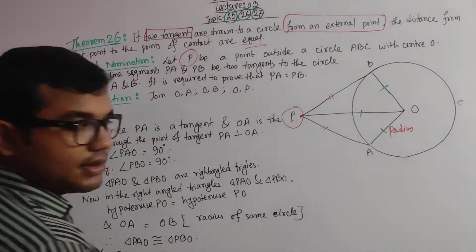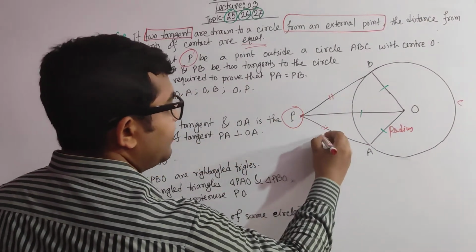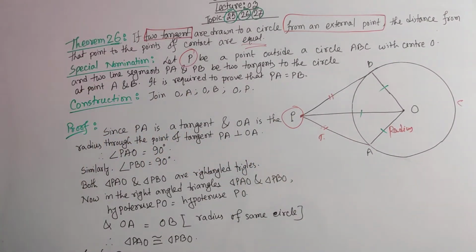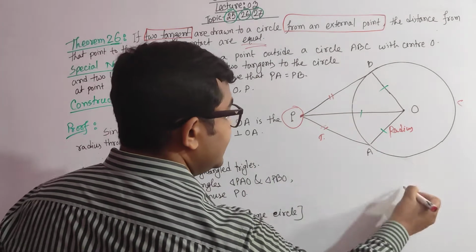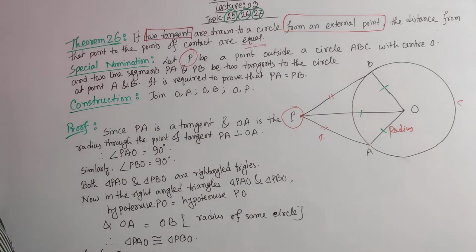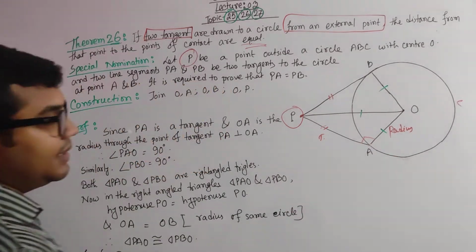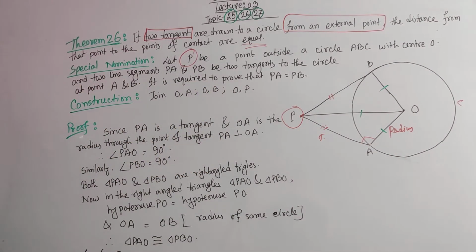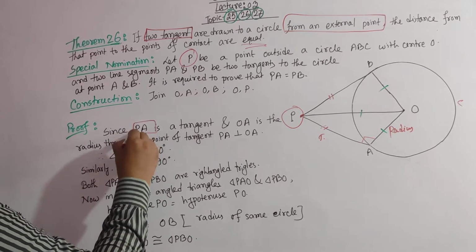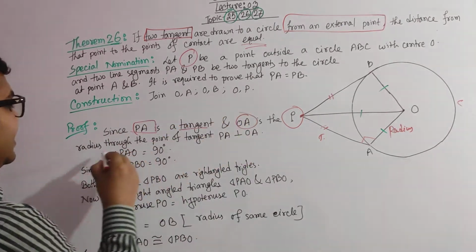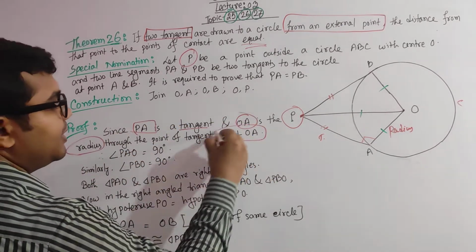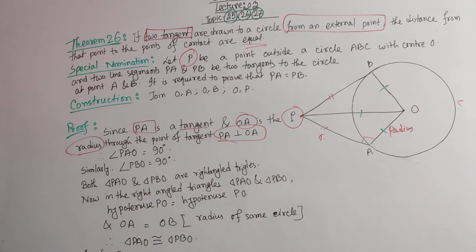PA is the tangent and OA is the radius, and according to theorem 25 we know the tangent and the radius must be what? Perpendicular to each other. That means a 90-degree angle is created, isn't it? So since PA is the tangent and OA is the radius, PA is perpendicular to OA.